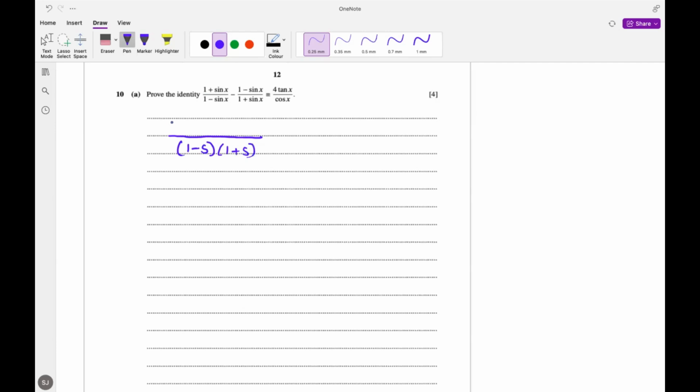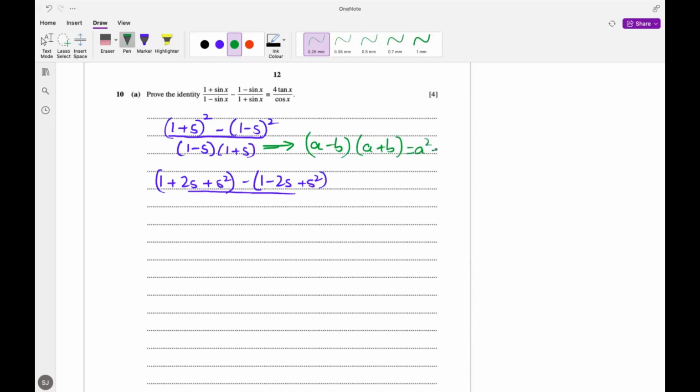Taking the LCM, this will become (1 plus sin x) into (1 plus sin x), which is (1 plus sin x) whole squared, minus (1 minus sin x) whole squared. Expanding the bracket, this will become 1 plus 2 sin x plus sin squared x, minus 1 minus 2 sin x plus sin squared x. In the denominator, we can apply the algebraic identity (a minus b)(a plus b) equals a squared minus b squared. So we can write this as 1 minus sin squared x.